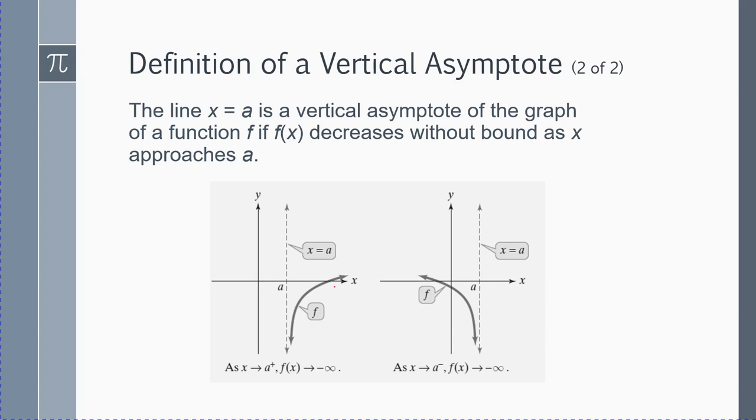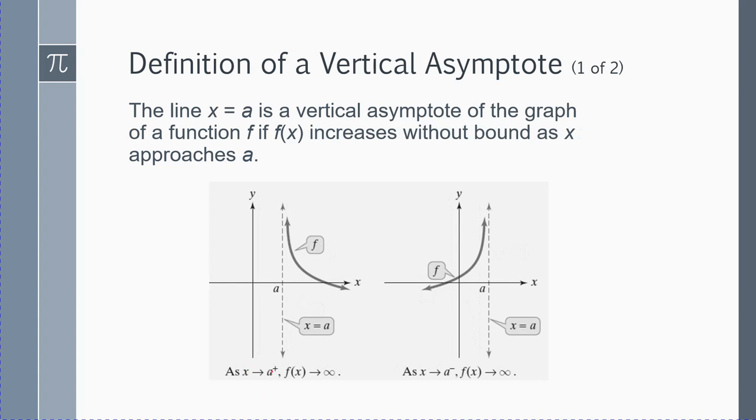Similarly, you can have the flip side here. So x is equal to a is a vertical asymptote of the graph of f if f decreases without bound as x approaches a. So what this means is, and I'll explain these notations in a second, as x gets closer and closer to this value a, the graph is going to go down to negative infinity, and you can also have it on the other side. Go down this way.